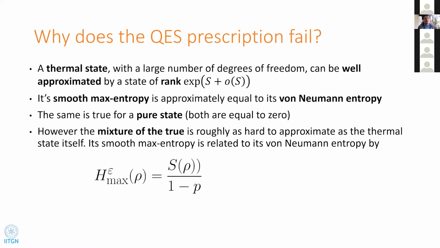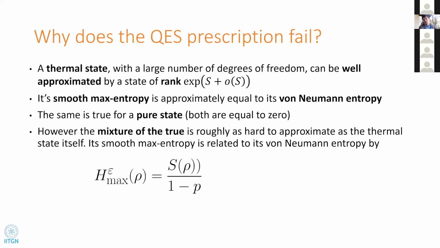However, if I have a mixture of the two, then if I want to be able to approximate that mixture with high accuracy, then really I also need to be able to approximate just the thermal state itself, right? Because the approximation can always be written as a sum of something that approximates the pure state plus something that approximates the thermal state.